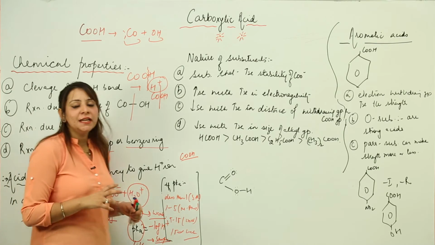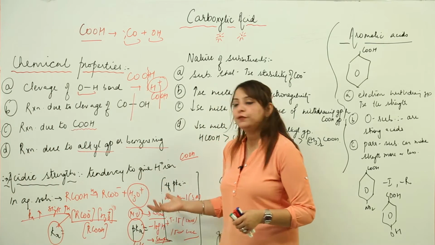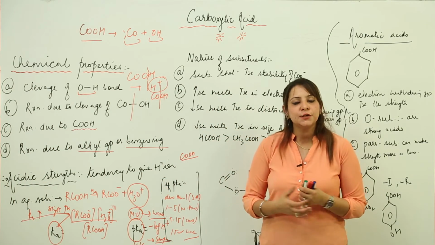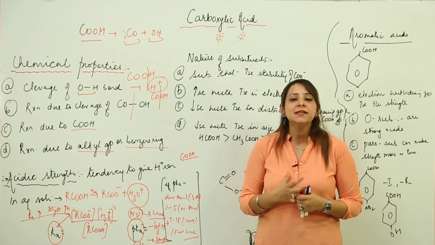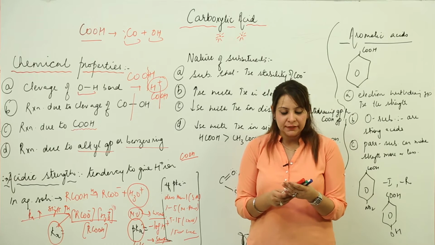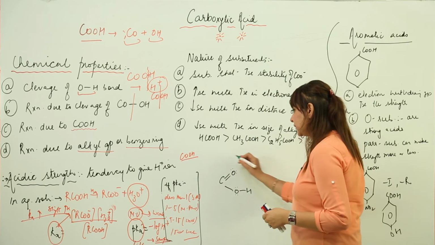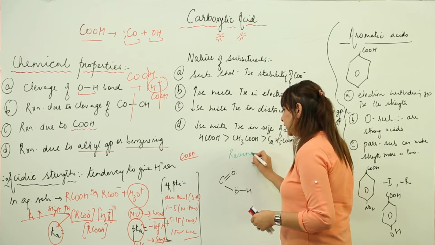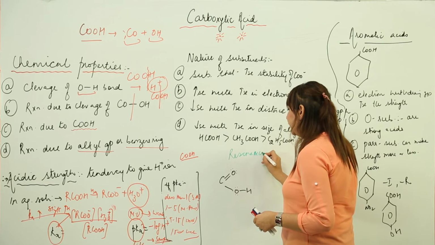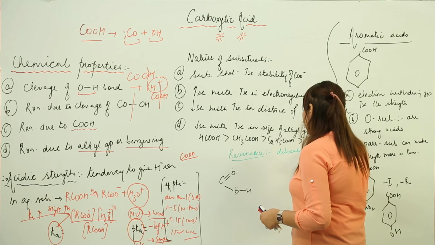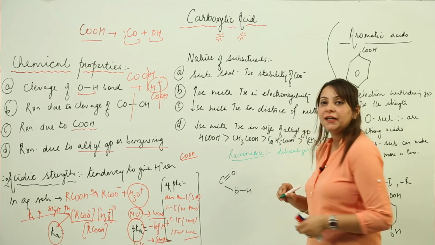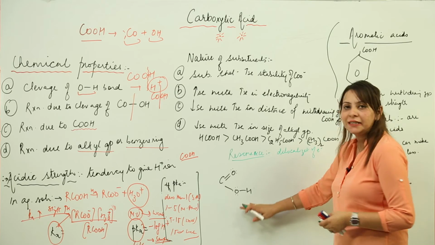Now you must be thinking that though it has been shown that it releases a hydronium ion, meaning it has acidic strength, what is the reason that it behaves as an acid? The reason lies in resonance. There is delocalization of electrons. Resonance is the delocalization of electrons, which you can see in this case.